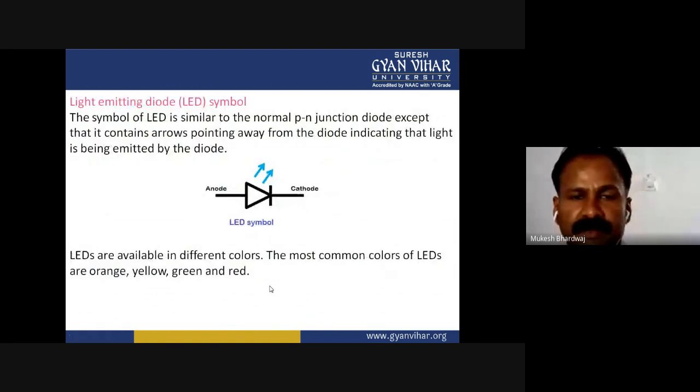This is the light emitting diode symbol. The symbol of LED is similar to the normal PN junction diode, except that it contains an arrow pointing away from the diode, indicating that light is being emitted by the diode. LEDs are available in different colors. The most common colors of LEDs are orange, yellow, green, and red.